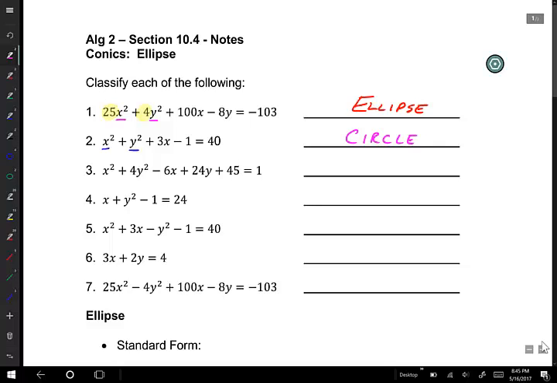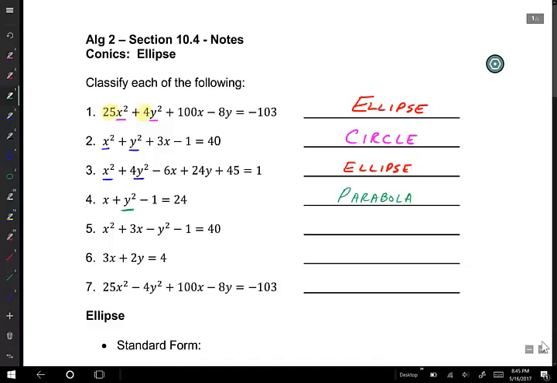Our third problem, they are both squared terms again. They are both positive, but our coefficients are different. So this once again is going to be an ellipse. Our fourth function, we have one squared term and only one squared term. So this is going to be a parabola.